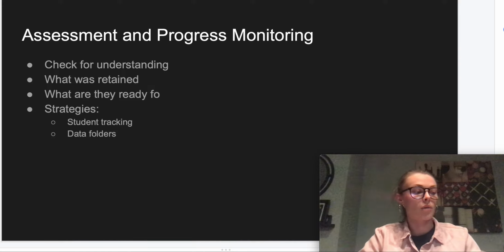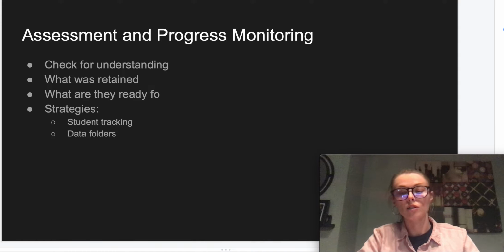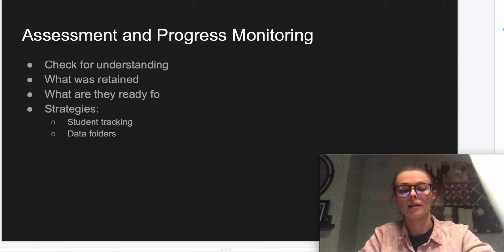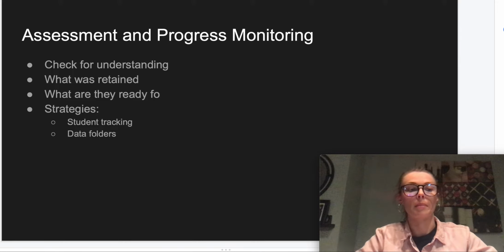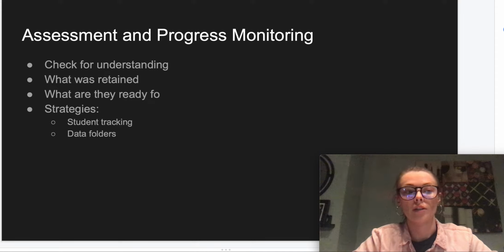So next up, we have all these wonderful strategies, but it's also important to make sure that we are assessing and progress monitoring. So by providing progress monitoring and assessments, we teachers are able to check for understanding. We can know what students learned and what areas they may need additional support in. And then by taking a unit test, we're able to evaluate what was retained over a period of time. And of course, we can analyze tests to see what students are ready for next in their learning.